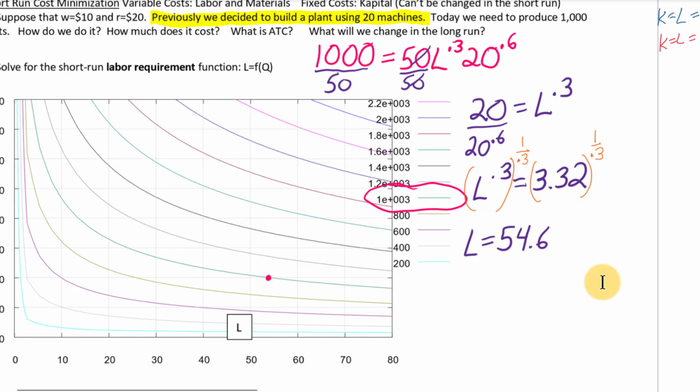How many units of capital are we going to use? It's kind of a trick question, but it's one that you need to be able to answer, right? We have 20 machines, so that's what we're going to use.